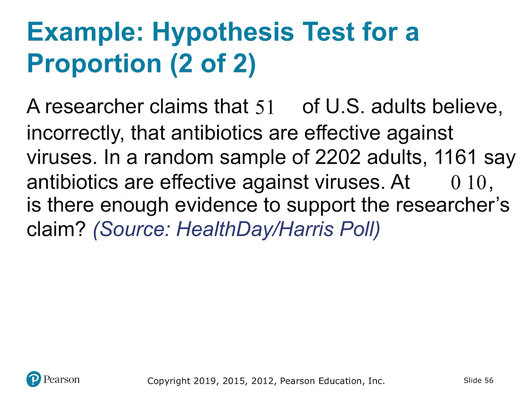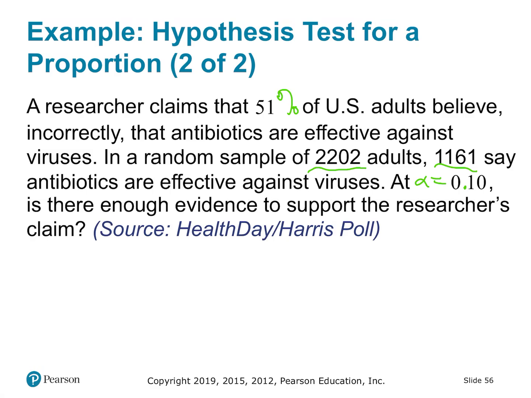And in this particular case, a researcher claims that 51% of U.S. adults believe incorrectly that antibiotics are effective against viruses. Yep, there's viruses, all right. And then the random sample of 2,202 adults, that's pretty large, and 1,161 say antibiotics are effective against viruses, so they're wrong. And at alpha equaling 0.10, rather loose standard, but that's okay. We don't worry about that.